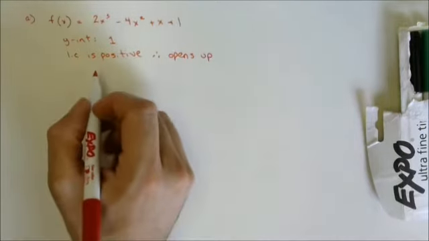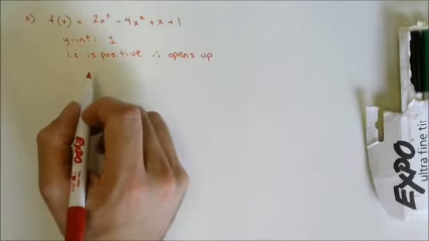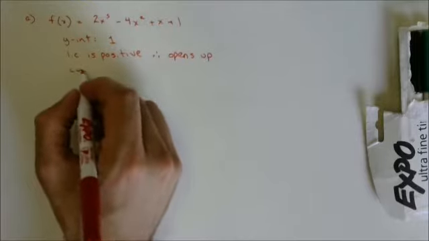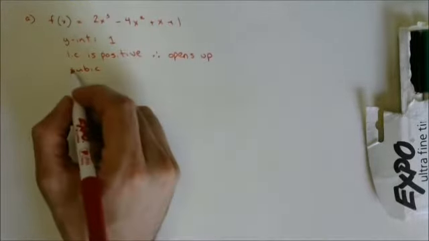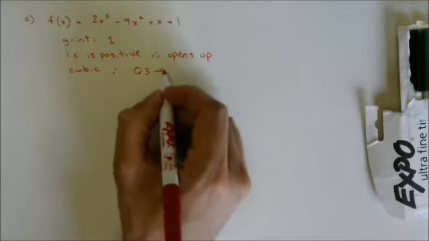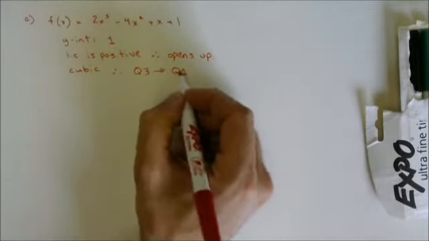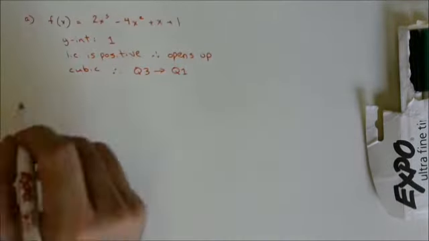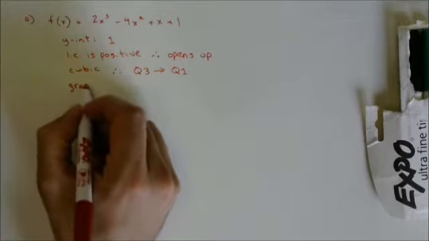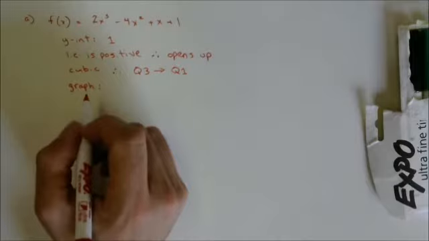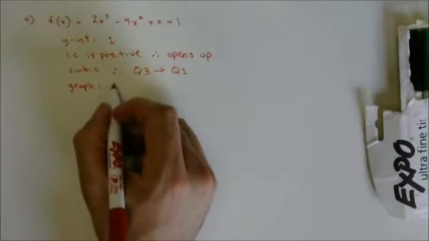Which means it extends from quadrant, well, it's a cubic, right? That's helpful. It's a cubic that's positive. Therefore, it goes from Q3 to Q1. So which graph does it match? From Q3 to Q1, it's got to match graph number 4.